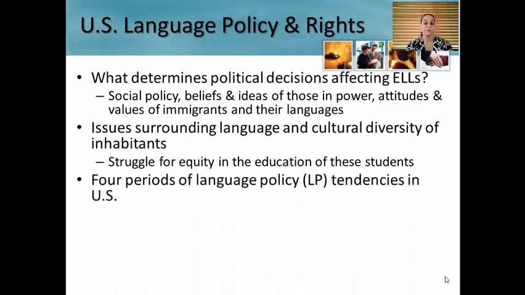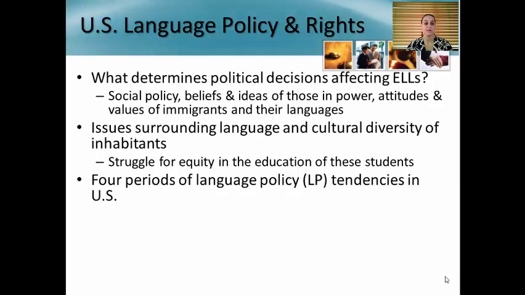Okay, so as a result, the U.S. has continued to face issues with regards to the language and cultural diversity of its inhabitants, and especially in the education of these students, because education is something that is provided for free in the public schools. It's a right. We've determined it as a right for students and for those who are residing in this country.